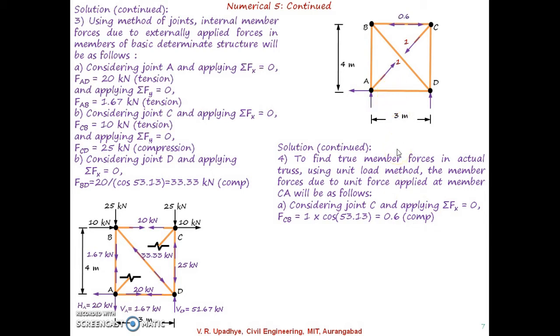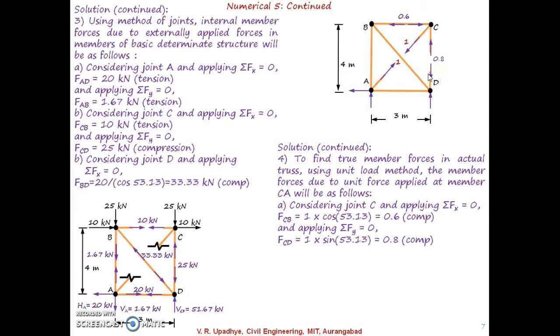And then if we apply summation Fy equal to 0, what it should give us is the vertical member force in member CD, FCD, and minus 1, that is the unit force, and its vertical component, 1 sine 53.13, that must be equal to 0. So FCD must be equal to 1 into sine 53.13, and that gives us 0.8, and that is again compression.